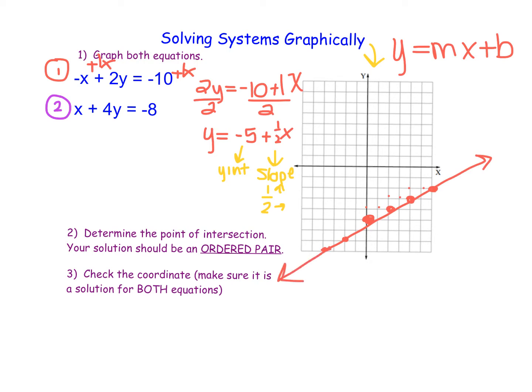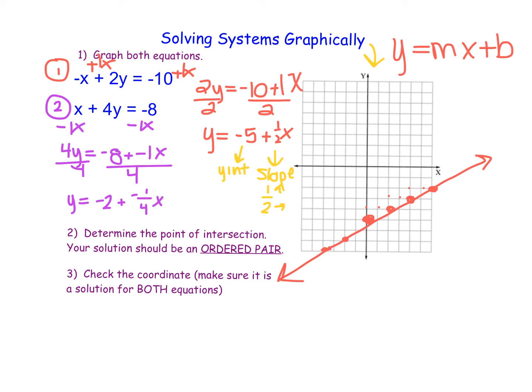Then from here, I'm going to repeat this process with line number 2. So we're going to start by subtracting 1x from each side. So I have 4y is equal to negative 8 plus a negative 1x. Divide both sides by 4. So I find y is equal to negative 2 plus a negative 1 over 4x.